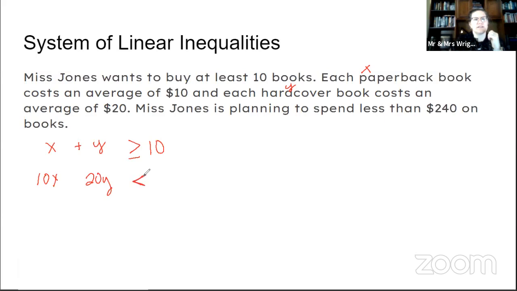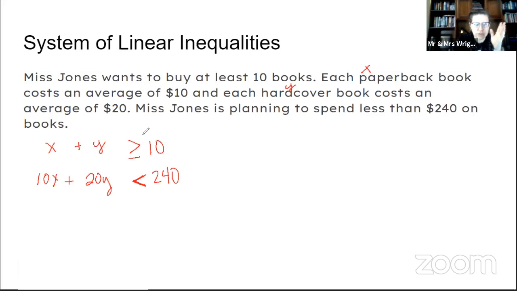So less than $240 on her books. So if we add these two costs together, the cost of the paperbacks and the cost of the hardbacks, we want it to be less than $240. All right, so we have two inequalities here.